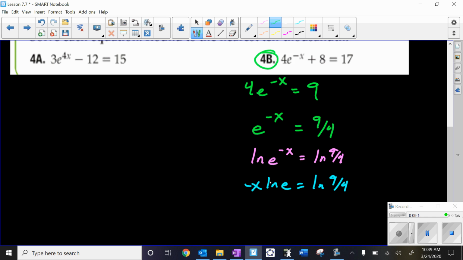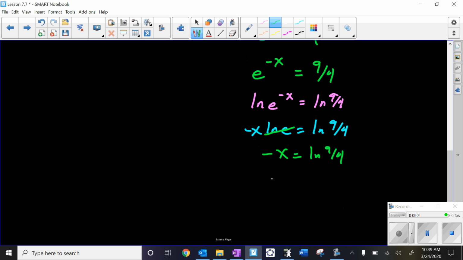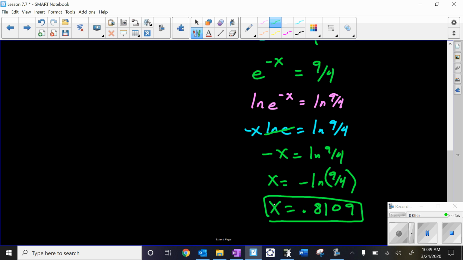Again, natural log of e is just 1. So now I have negative x equals the natural log of 9/4. And then to get x by itself, we're going to take everything times a negative 1. If I take everything times a negative 1, that's going to get me x equaling negative natural log of 9/4. Make sure you put parentheses around that when you plug it into your calculator. x comes out to be 0.8109. And that's solving an equation with a base of e.